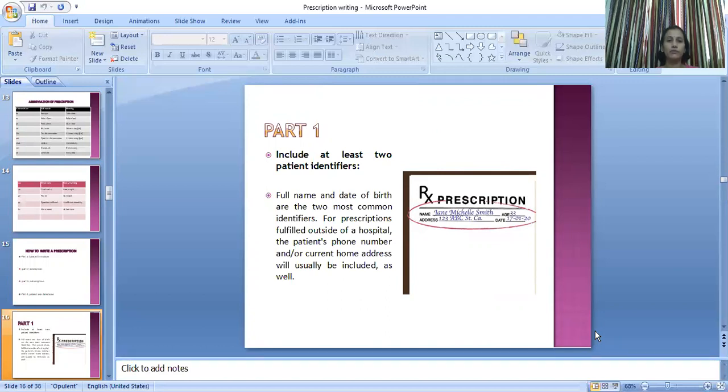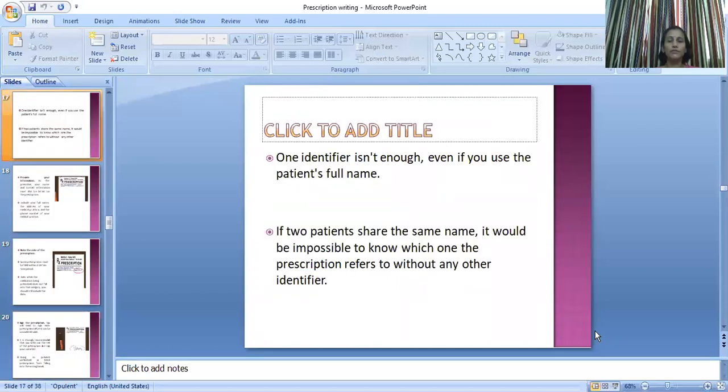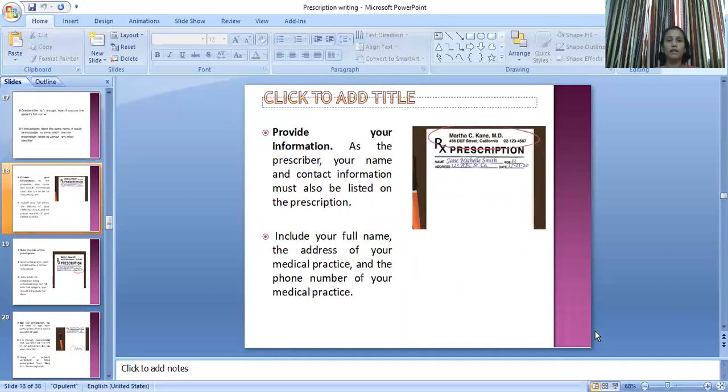For a prescription filled outside of a hospital, the patient's phone number and current home address are usually included as well. One identifier isn't enough, even if you use the patient's full name. If two patients have the same name, it would be impossible to know which one the prescription refers to without any other identifier. It will also provide your information as the prescriber. Your name and contact number should be listed in the prescription, which includes the full address of the doctor, name, and the phone number.